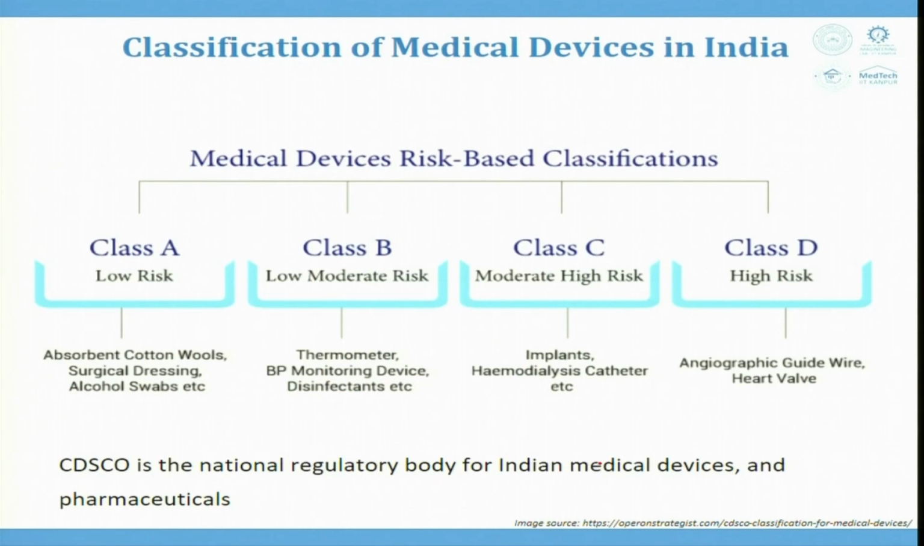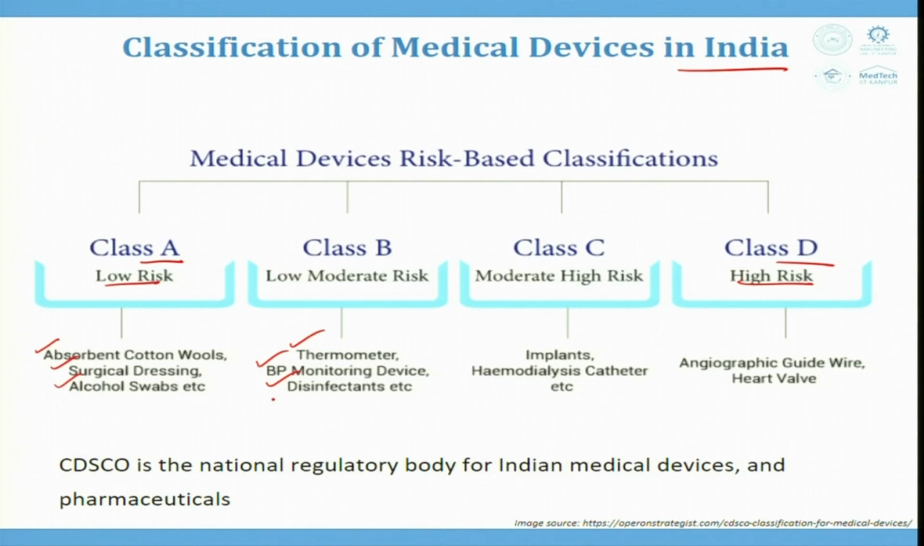Medical devices in India are now classified based upon risk, again from categories A to D. Category A is low risk, D is the highest risk. In between we have class B and class C, which are low moderate and moderate high risks respectively. In low risk medical devices, examples given here are absorbent cotton wool, surgical dressing, alcohol swabs, etc. In low moderate risk, thermometers, BP monitoring devices, disinfectants, etc.